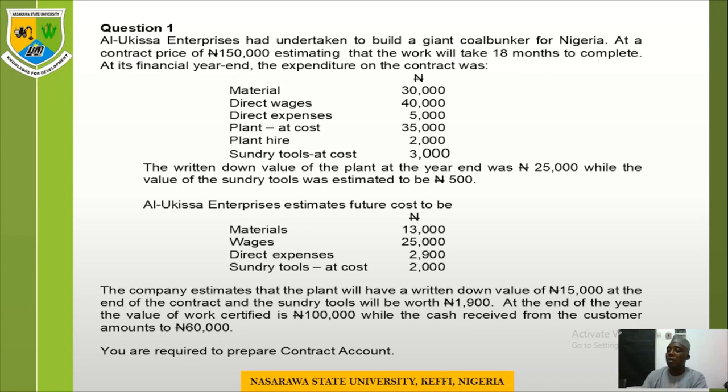What are we looking for? We're looking for our attributable profit. Because we know that the cost incurred is 89,500, and the cash progress payment was 60,000. Then our attributable profit now becomes cost incurred, which is 89,500, plus estimated cost of completion, which is 51,500, which we have just calculated.